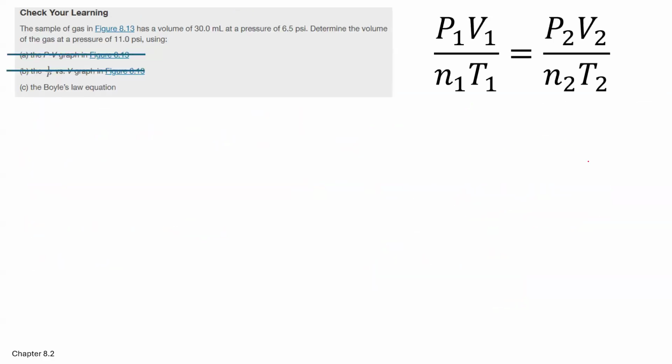All right, so here's one we did before, but I'm going to show you it works for these other ones too. A sample of gas has a volume of 30 mL. If you want the other equation, go back to the last video and I show you how to do it with the other equation. But this to me is more useful because it does all of them and you can just cancel out the stuff you're not using. 30 mL, it's a volume. 6.5 psi, that is a pressure. Determine the volume. So we're trying to find V2 and pressure is 11 psi is P2.